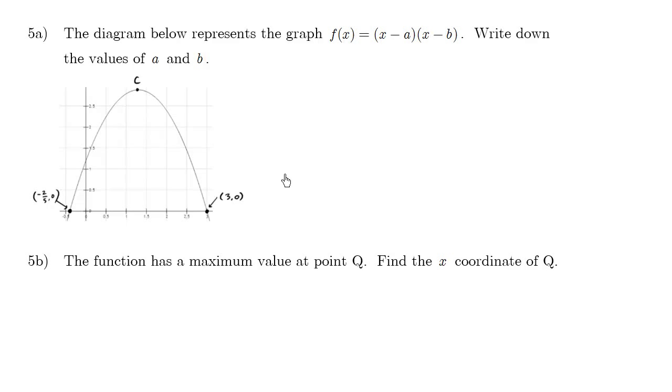Question number 5a. The diagram below represents the graph. Write down the values of a and b. So what we have here is a quadratic, and these points here are the points of intersection with the x-axis, and these happen to be the roots. These happen to be the solutions of the graph.